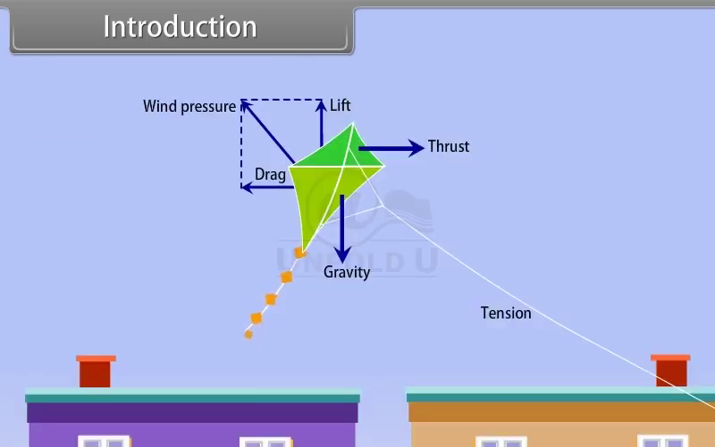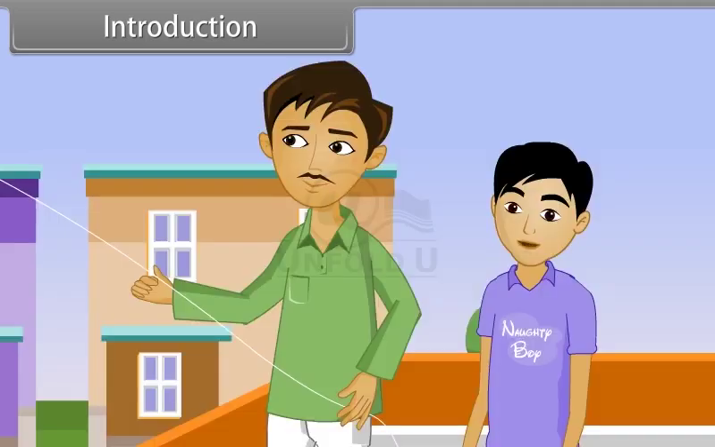There are many forces which act on the kite, and these forces have specific directions due to which the kite gets in the air. But Dad, how do we define the direction of the forces acting on the kite? Good question, my son. We define it with the help of vectors. Would you like to know more about it?